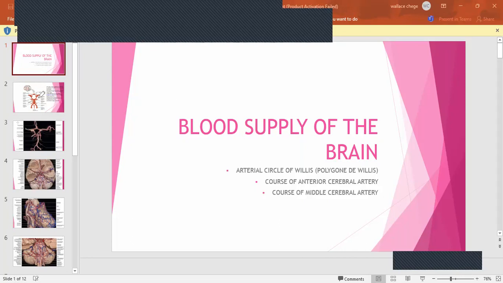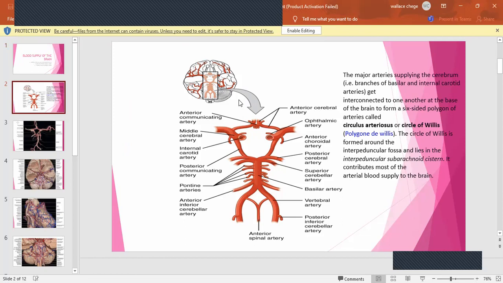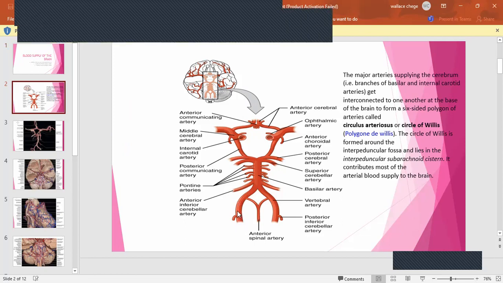So we can start by looking at the arterial circle of Willis. So this is the arterial circle of Willis, also known as circulus arteriosus or the polygon de Willis. Here you can see the vertebral arteries. Yes, those are the vertebral arteries.